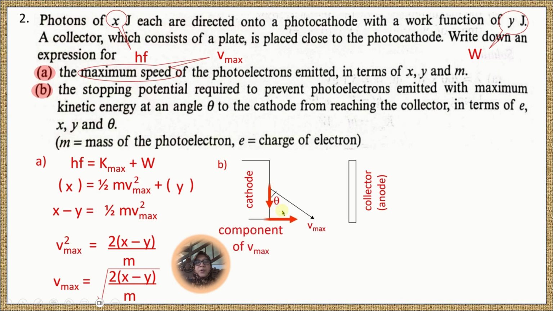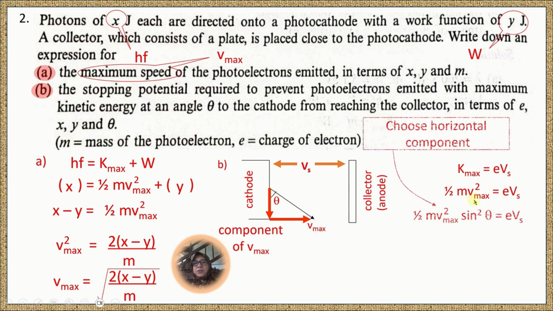So we use the horizontal component to calculate the stopping potential. The components of Vmax are V cos theta and V sin theta. We choose the horizontal component because we are going to find Vs, the stopping potential. So the formula for Kmax is eVs, and the kinetic energy is half mv squared. For the maximum, we choose the horizontal component, which is Vmax sin theta.